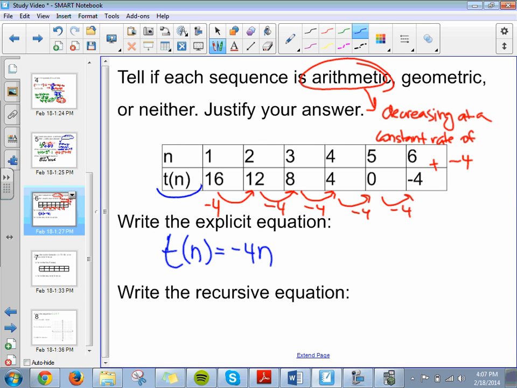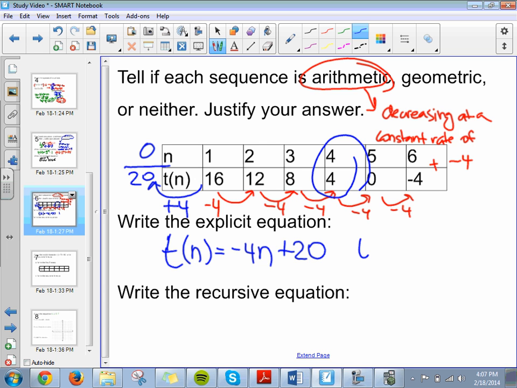We're constantly going down at a rate of -4 times n, and then we're going to need to find out what our 0 term would be. For that, we would just add 4. So we know that our 0 term is 20. Let's check to see that this equation works.